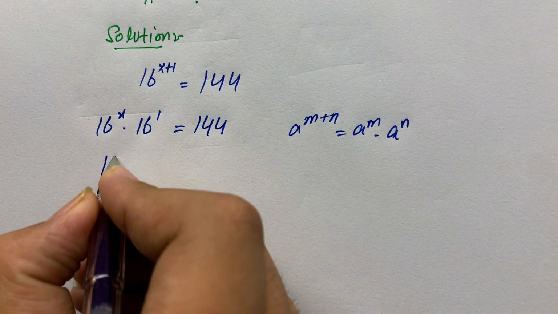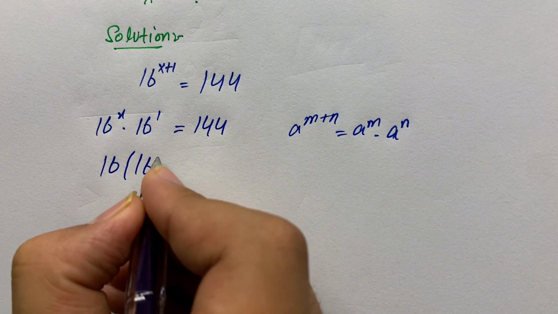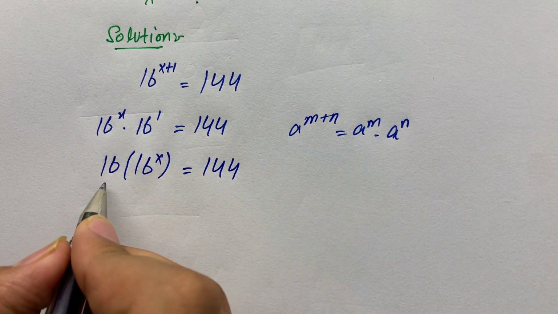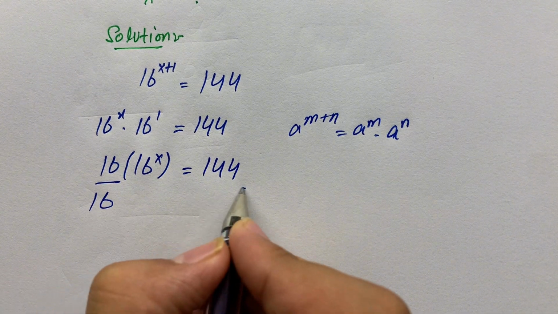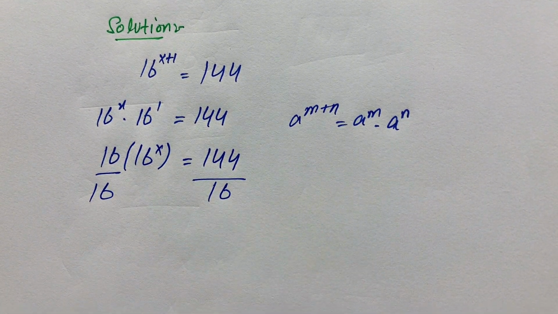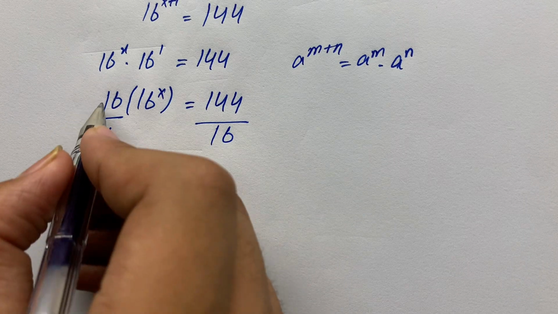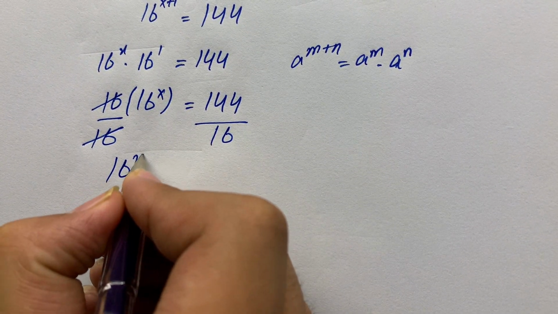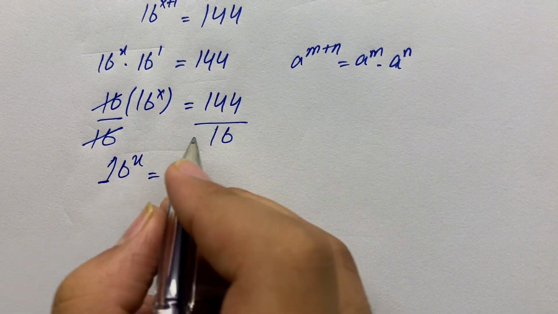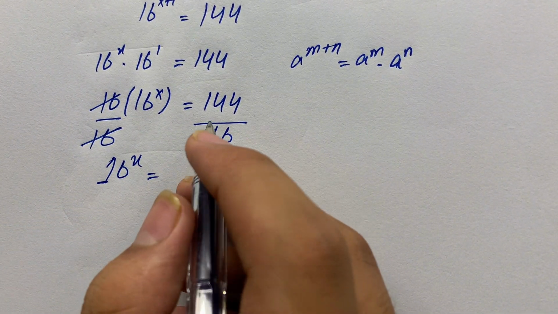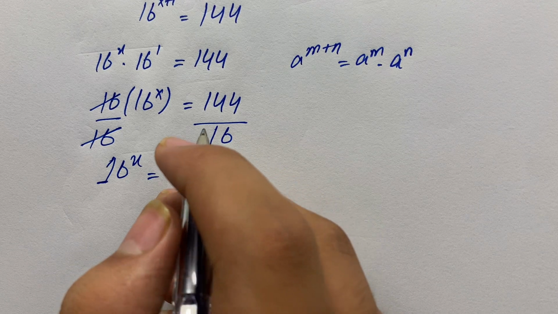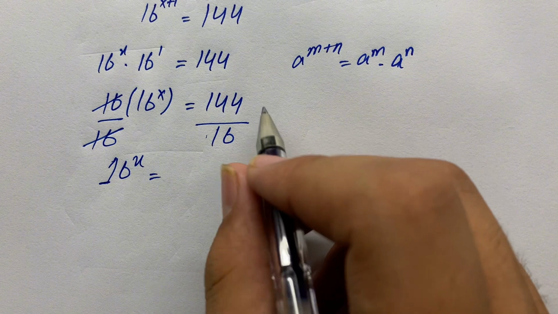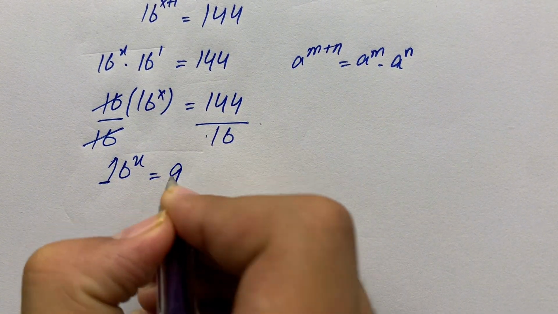In the next step, 16 to the power x is equal to 144 divided by 16. Dividing both sides by 16, this cuts with this, and we remain with 16 to the power x is equal to 144 divided by 16. After calculation we get 9.